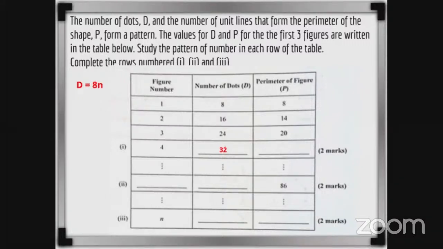But let us look at figure 2. Does that reasoning stand for figure 2? No, it doesn't, because the number of dots is 16 and the perimeter is 14. So we want to see what's happening there. But using figure 2 alone may not help us. So let us also look at figure 3. Figure 3 now has 20.